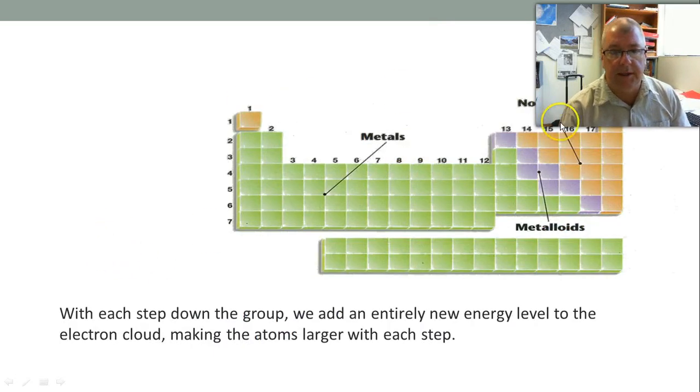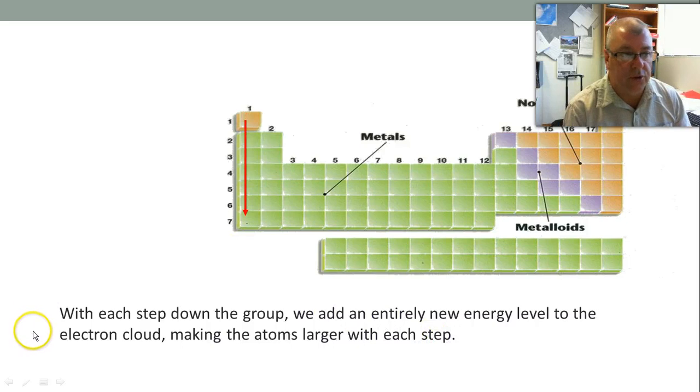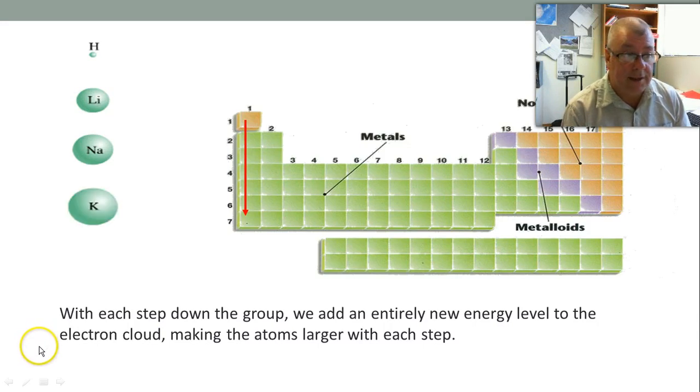Now, if we look at the periodic table, hopefully my mug isn't in the way here, but as we go down a group, and let's just use group 1 as an example, we add an entirely new energy level to the electron cloud, making the atoms larger with each step. Now, what does that look like? And so as we go down this group here, there's our proton, for example lithium, sodium. This is what the atoms look like. You can see that they're getting bigger because the electron shells get bigger and bigger.